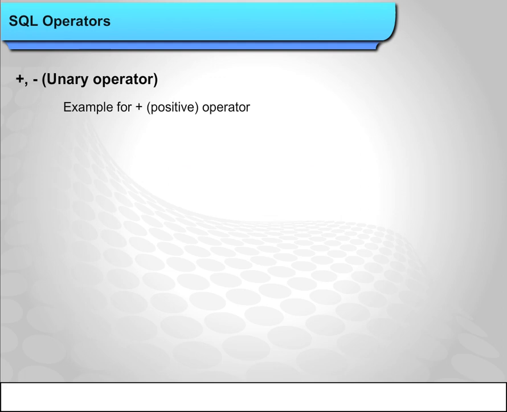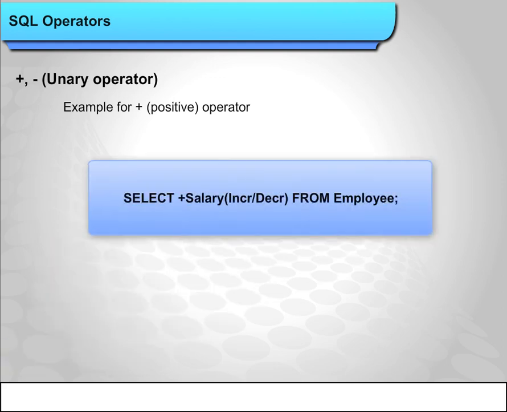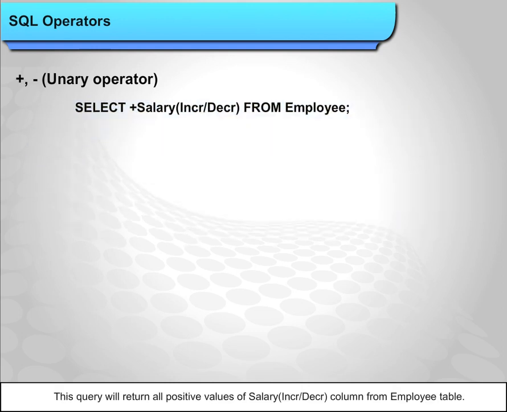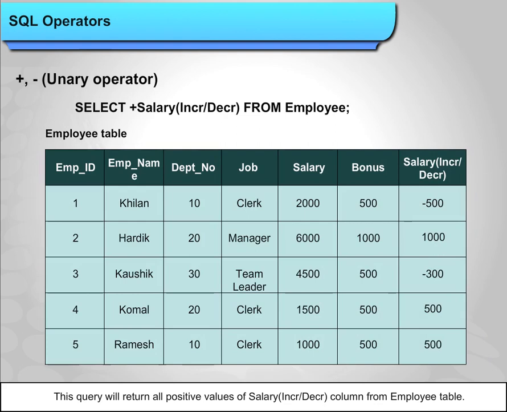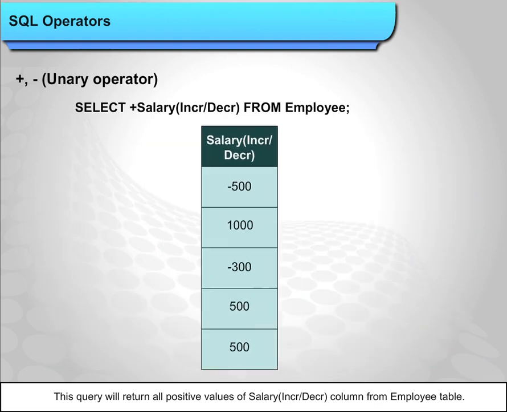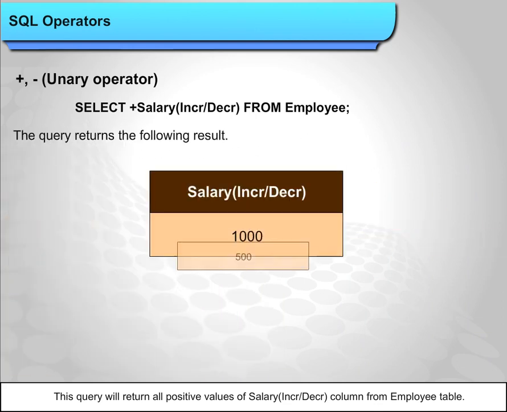Example for positive operator: select positive salary, increment or decrement from employee. This query will return all positive values of salary, of increment or decrement column from the employee table. The query returns the following result.